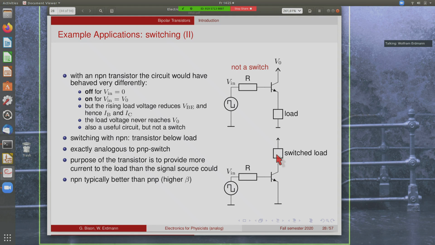Typically for these applications, the NPN transistors are slightly better than the PNP transistors because they have higher current amplification, but what you use depends on whether you need the load reference to ground or reference to the supply voltage. I should also say that the other type of transistor that we're going to see is often the better choice because it has no base current at all. But you could do it, and it is often done with bipolar transistors.